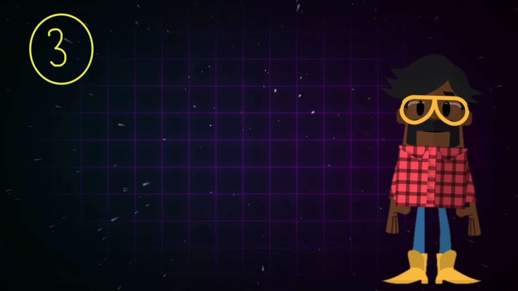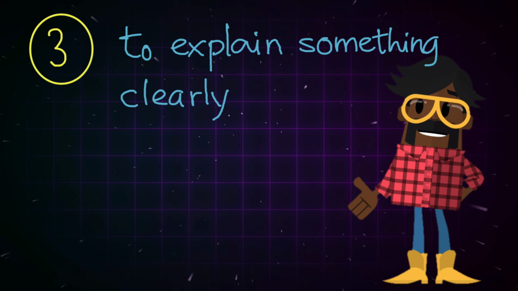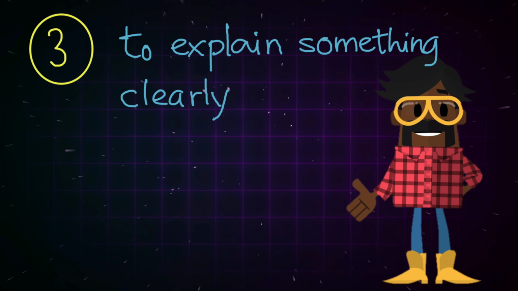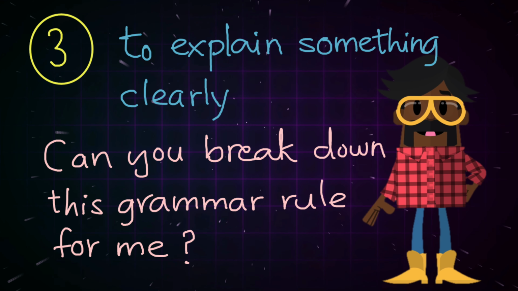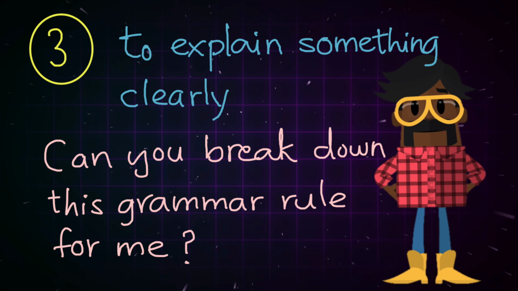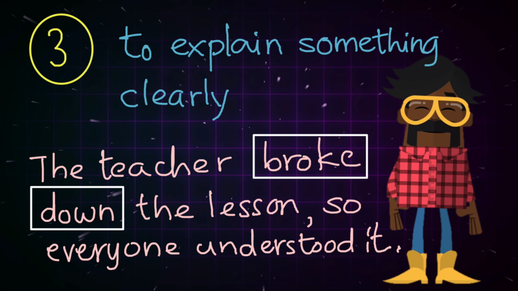Meaning 3. To explain something clearly. Break down can mean to explain something in simple steps. For example, can you break down this grammar rule for me? Another example, the teacher broke down the lesson so everyone understood it.